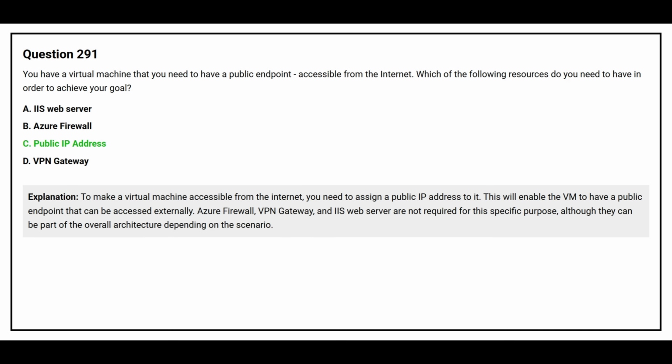To make a virtual machine accessible from the internet, you need to assign a public IP address to it. This will enable the VM to have a public endpoint that can be accessed externally. Azure Firewall, VPN Gateway, and IIS Web Server are not required for this specific purpose, although they can be part of the overall architecture depending on the scenario.